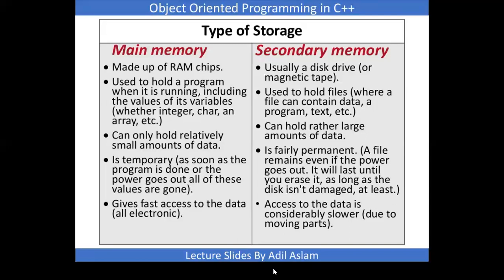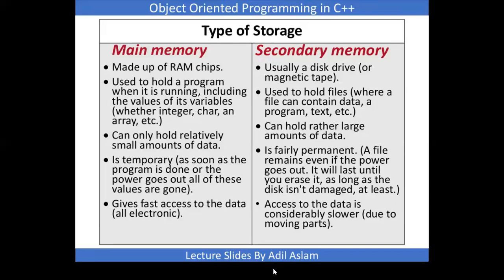Whereas secondary memory is actually permanent in nature. This type of memory is in the form of hard disk, magnetic tape, USBs or other removable media. These disks are used to hold files, where a file can contain different types of data: any program, text, audio, video. These are all different types of data which can be stored in secondary storage for permanent usage. And it can hold a large amount of data.